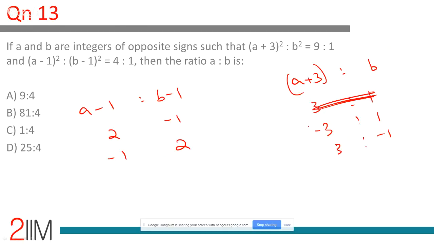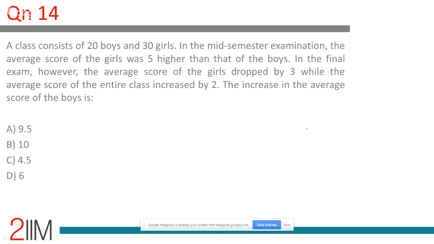It's going to be tricky. It's going to be properly tricky. The ratio A is to B is, I'm not happy doing this. I'm going to come back to this. I think it's an interesting question, but I'm going to come back to 13.